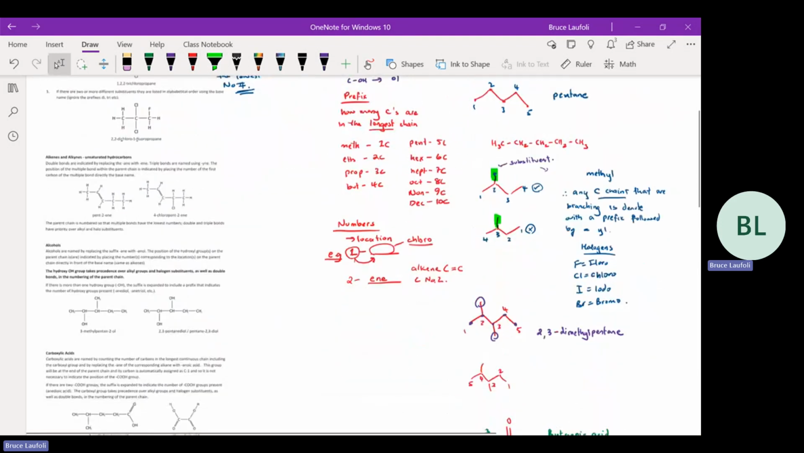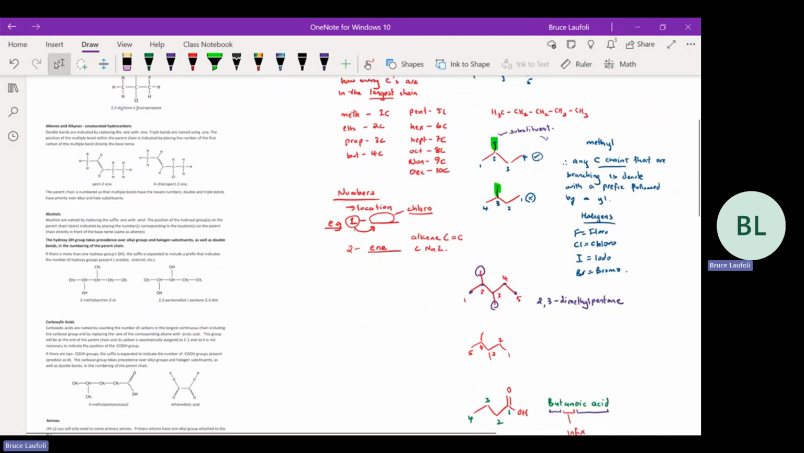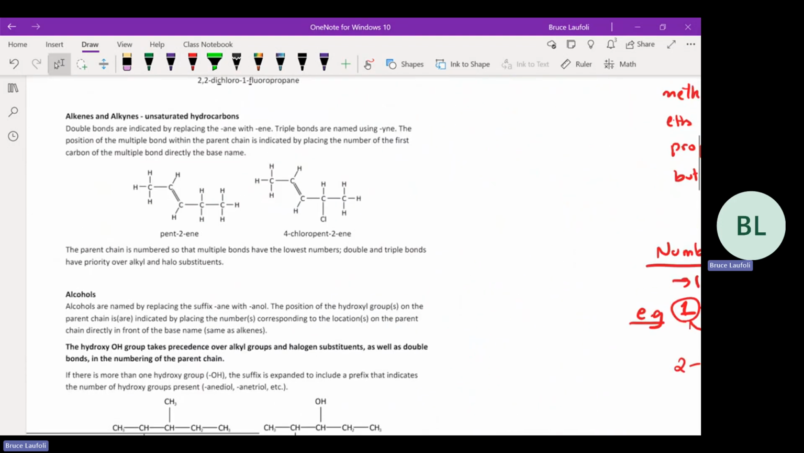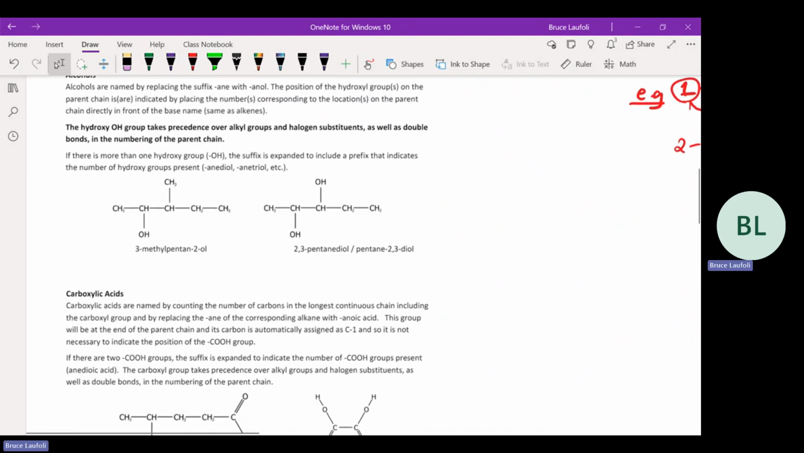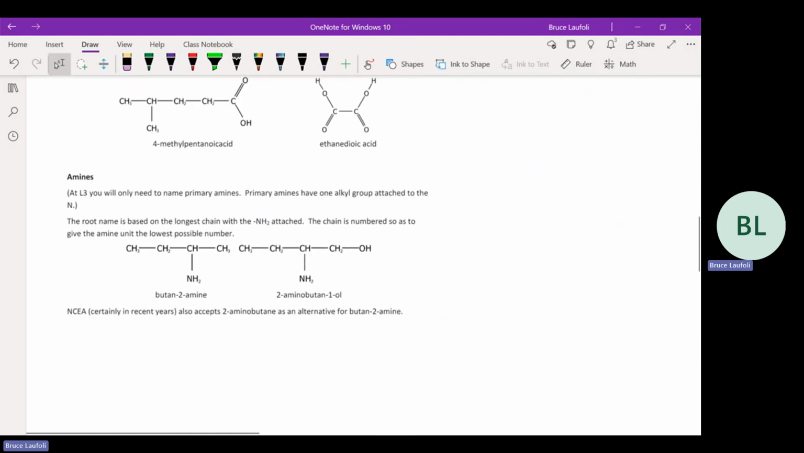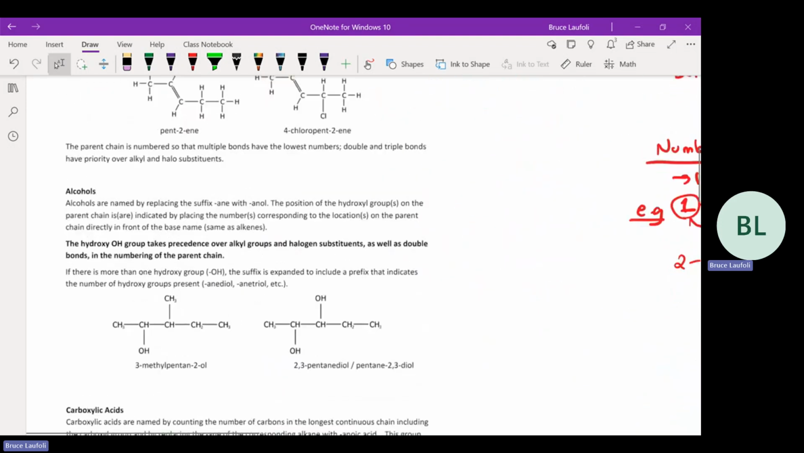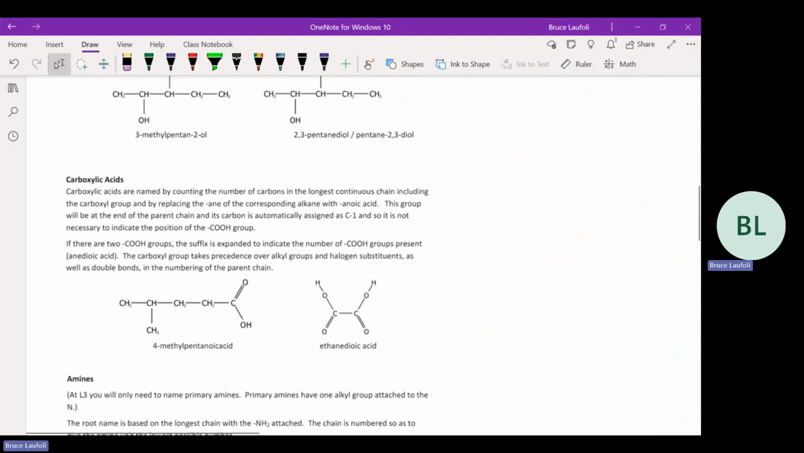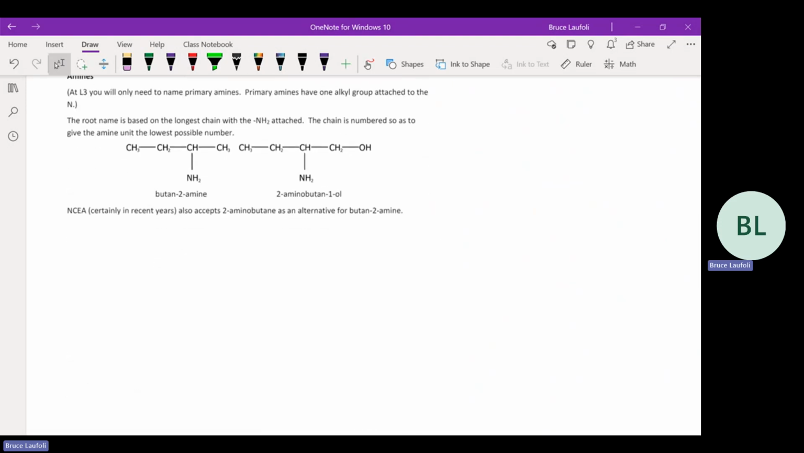I hope that helped you with understanding a few key components of organic chemistry naming. You can go through the rest of them and try your best to understand how to label these. But in terms of understanding how to name, it all comes down to practice. So I really encourage you guys to go through and just really focus on answering those past paper questions. And I hope that helped.